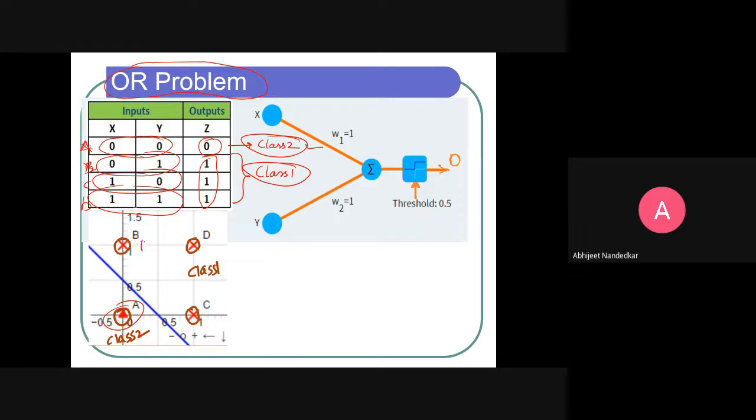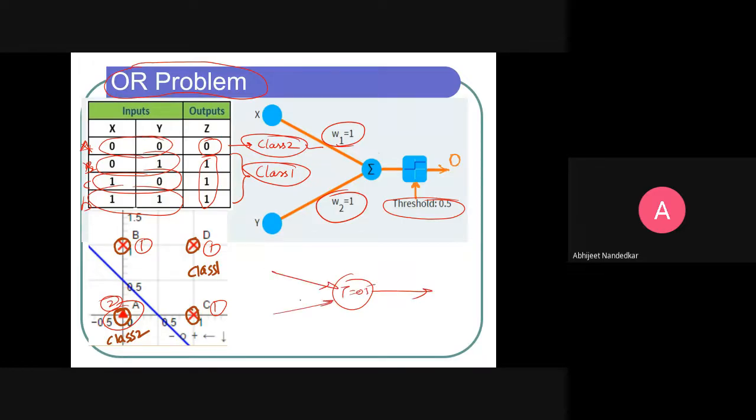So this is class 1, this is class 1, this is class 1. The 0 point is class 2. Now I can make a simple neuron which is shown here with weights 1, 1, and threshold 0.5. So this is my neuron with threshold equal to 0.5.